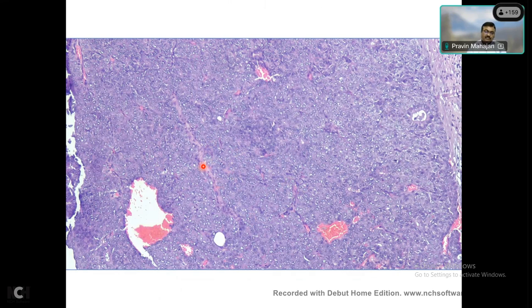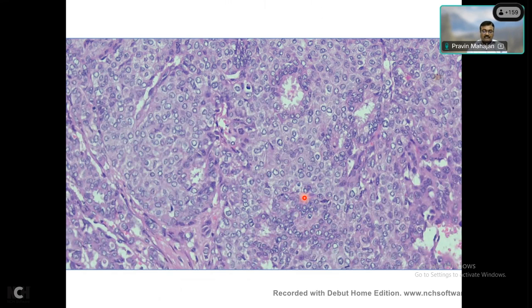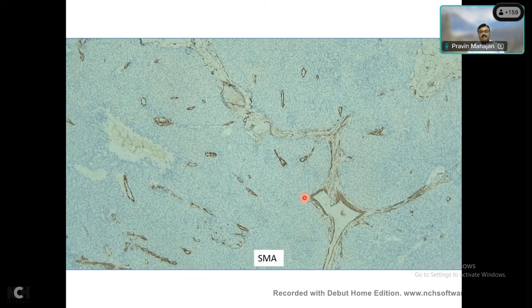In between, you start to see some thin fibrovascular septa, which are very inconspicuous on lower power. On higher power, you see these inconspicuous fibrovascular cores around which you have this very monotonous, low to intermediate nuclear grade proliferation of cells. So you start to suspect that this is probably a solid papillary carcinoma. If you do IHC, if you do SMA, you will see that there are no myoepithelial cells within this proliferation or even around the nodules.